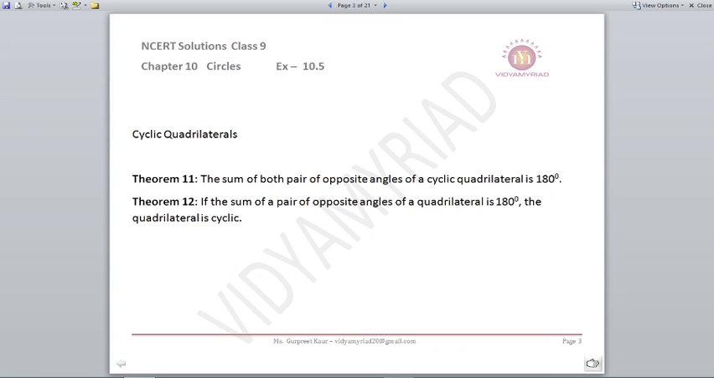And then there will be two theorems relating to cyclic quadrilaterals: that the sum of each pair of opposite angles of a cyclic quadrilateral is 180 degrees, or if the sum of a pair of opposite angles of a quadrilateral is 180 degrees, the quadrilateral is cyclic. So we will be making use of these theorems one by one. Let's begin with the exercise.